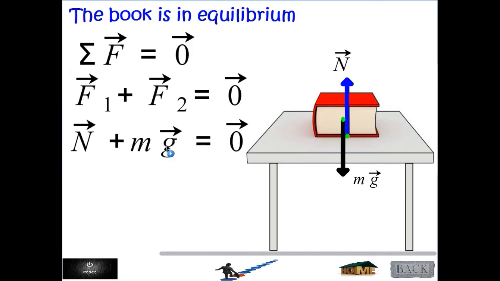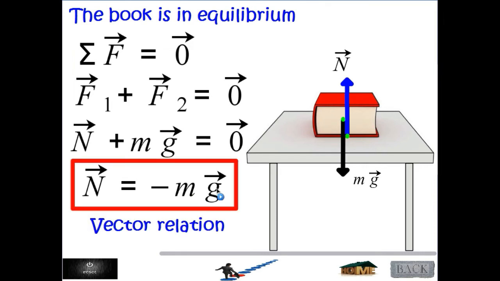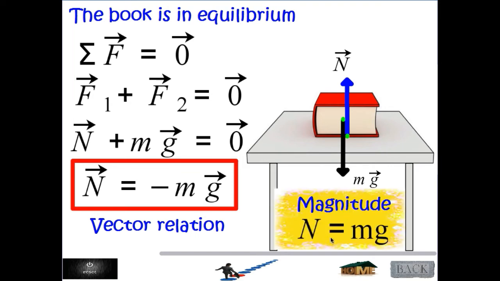We can rearrange the equation and write N vector equals minus mg vector. Since we took mg after the equal, the plus will become minus. So N vector equals minus mg vector, and this is the vector relation for the equilibrium condition. We can notice that the minus sign represents that N and mg are opposite. The magnitude relation is N equals mg without vectors, and of course we remove the negative sign. So as magnitude they are equal, and as vectors they are equal but opposite.